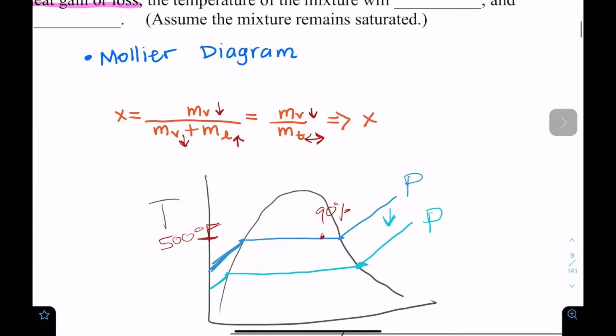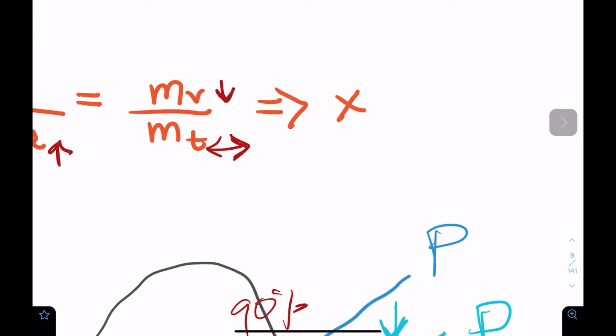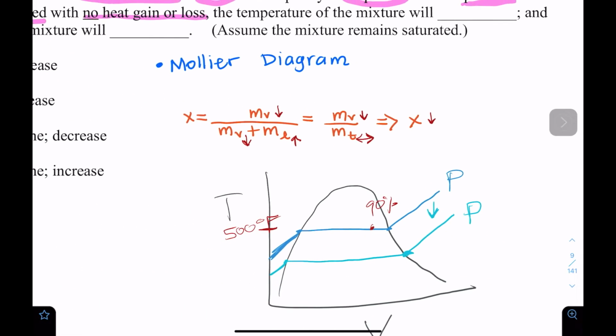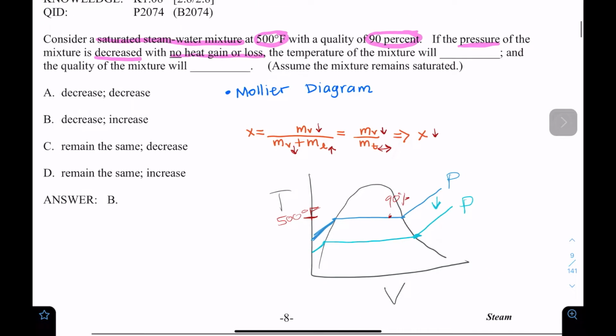So what's happening with the quality? That means the quality is decreasing. It's asking what's going to happen with the quality of the mixture, so I can say that the quality of the mixture is decreasing. Just because of that, I can work towards the problem and say, at least for the quality, I know what's happening right away.